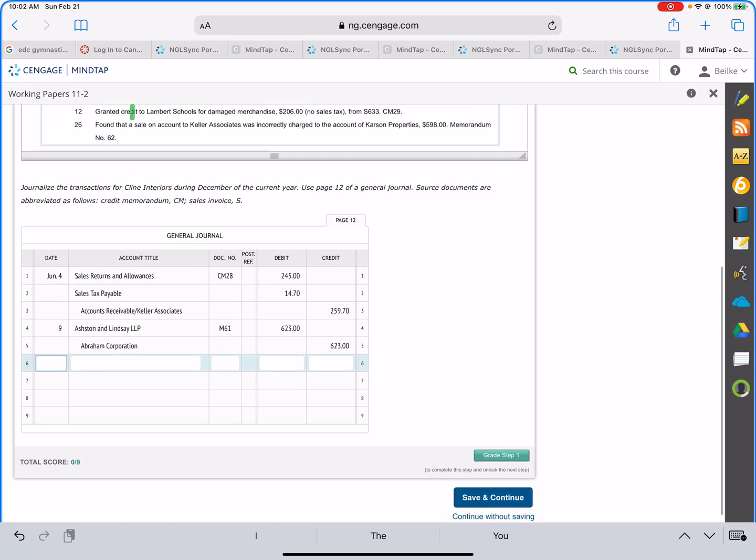Okay, the next one, granted credit to Lambert Schools for damaged merchandise. Remember, the schools, they usually don't have to pay sales tax, so we don't have to give that back to them. Okay, so the 12th, we sold it to them initially. They are returning it, so it's a sales returns and allowances. Source document is credit memorandum 29. We are going to debit sales return allowance for $206. We are going to credit our accounts receivable to take that amount out of Lambert Schools because they return the merchandise.